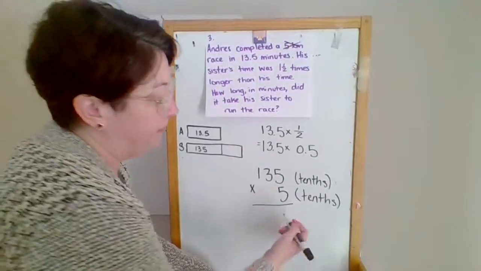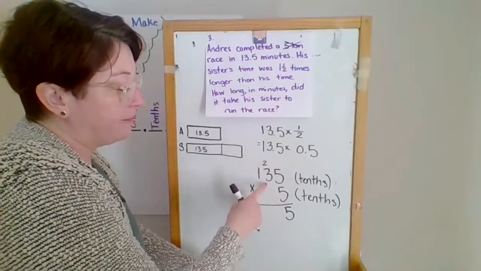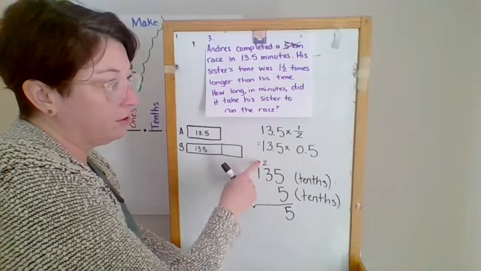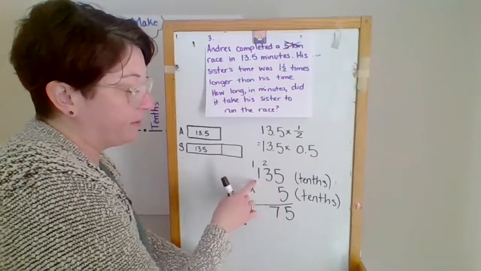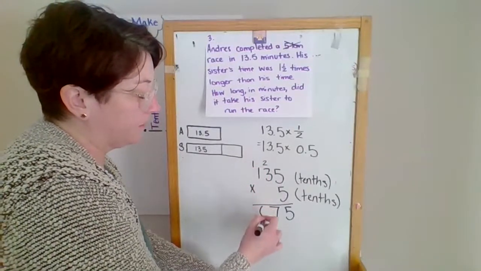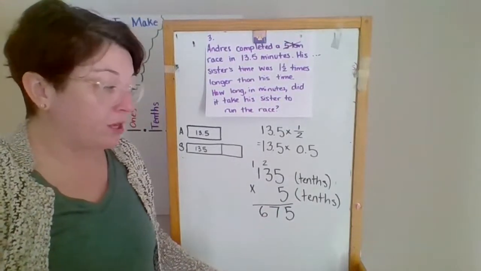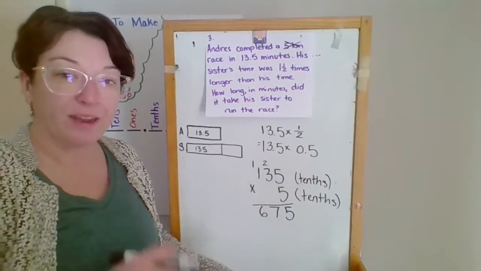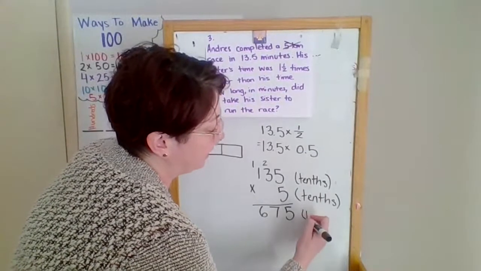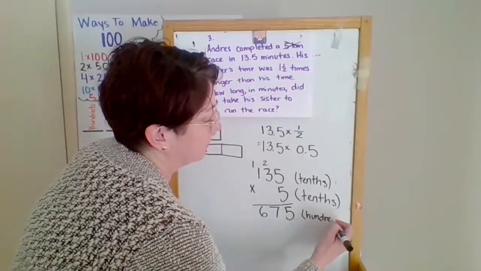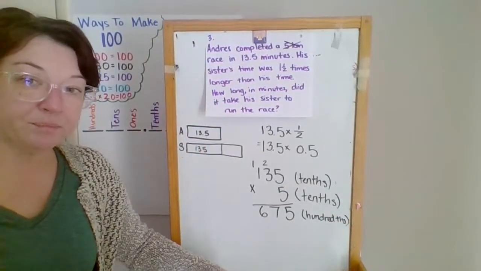5 times 5, I get 25. 5 times 3, 15, plus 2, 17. 5 times 1 is 5, plus 1 is 6. Okay, so I got 675. But I can't forget about the units. These were both tenths. So if I did 10 times 10, I would have hundredths. So my new unit here for my answer is hundredths. So I have 675 hundredths.